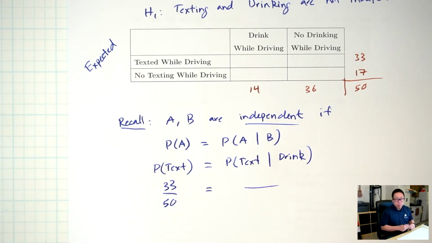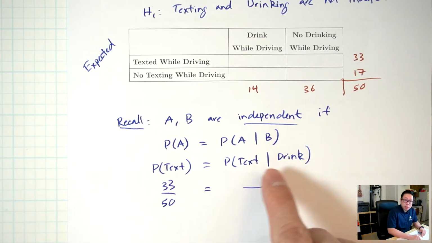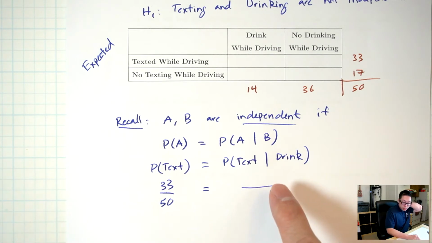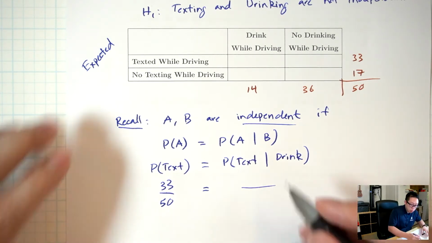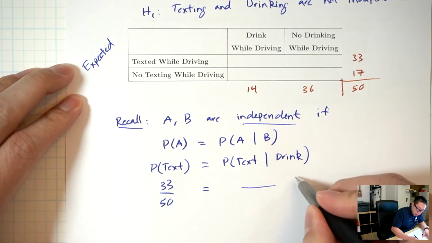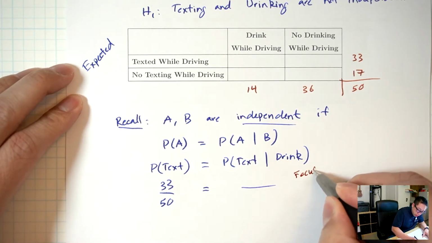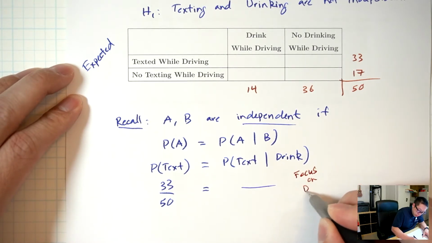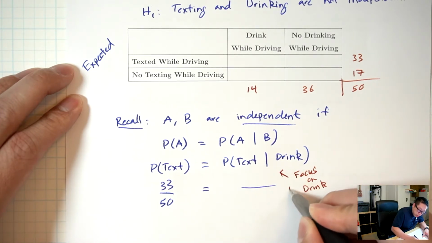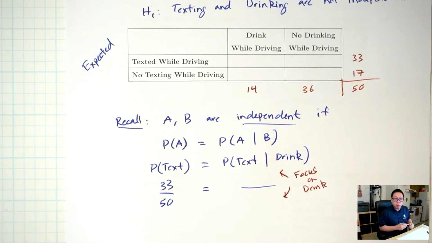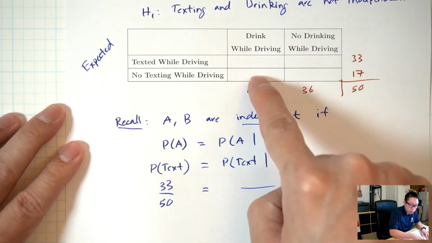On the right side, probability of text given drink. And remember, this is conditional probability. So this part, given drink, it's just telling me to focus on the drink numbers, for the top and the bottom. Focus just on the people who drink and drive, which would be this first column.